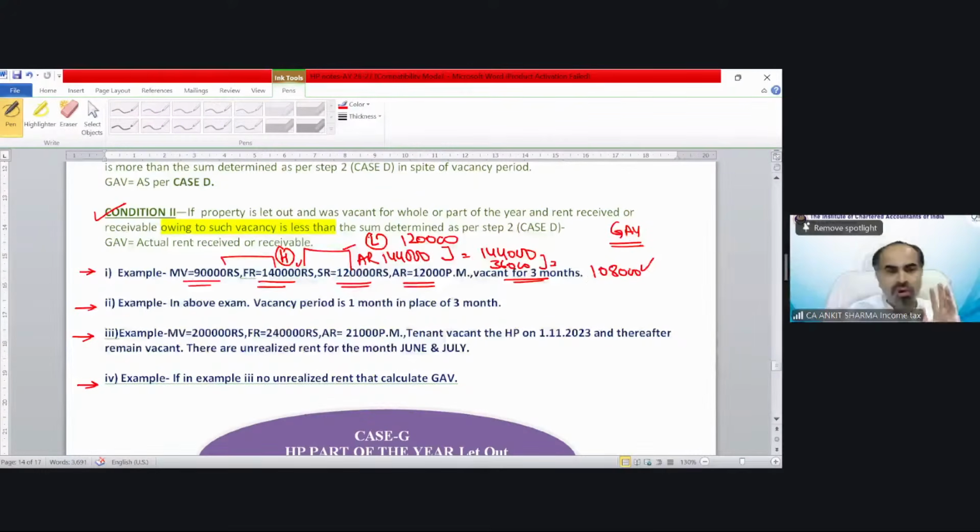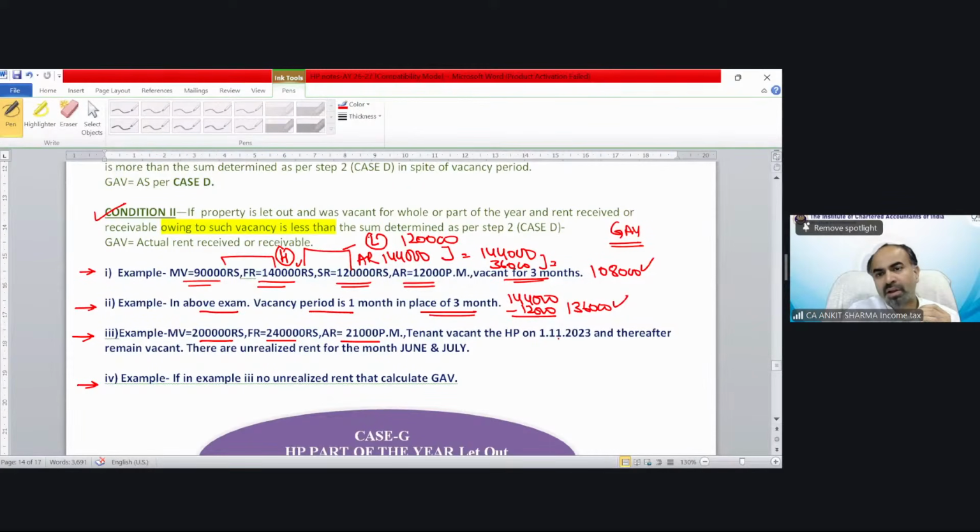Correct, Ketan? Absolutely perfect. Suppose in the above example, the vacancy period is 1 month in place of 3. In that situation, out of 144, we can reduce 12,000 rupees. So that would be 1,32,000 as my GAV. Clear? Next example, 2 lakh is the municipal value, fair rent is 240, actual rent is 21.